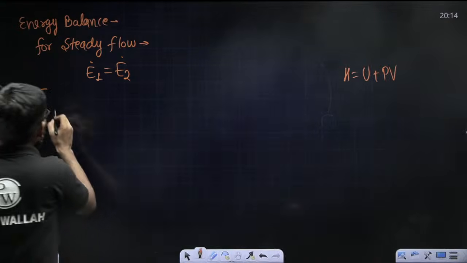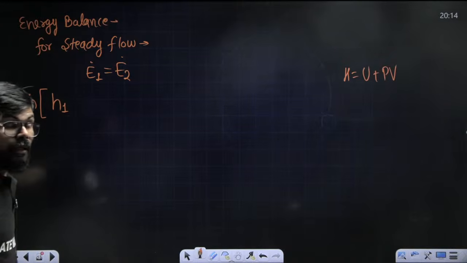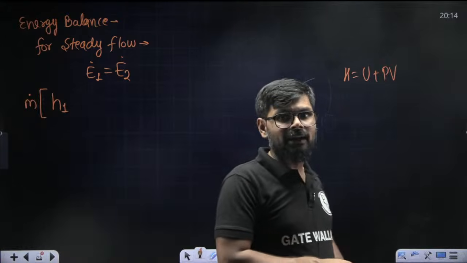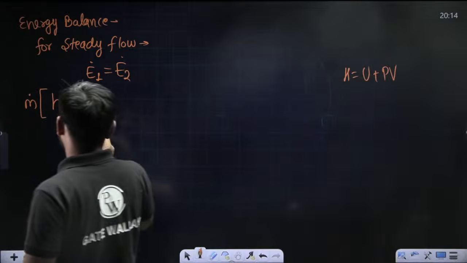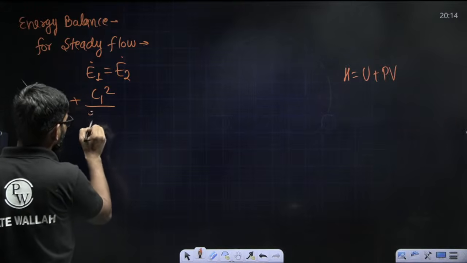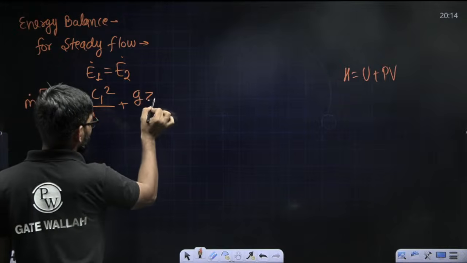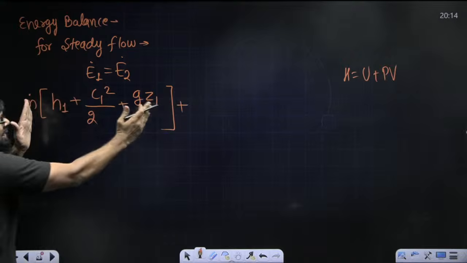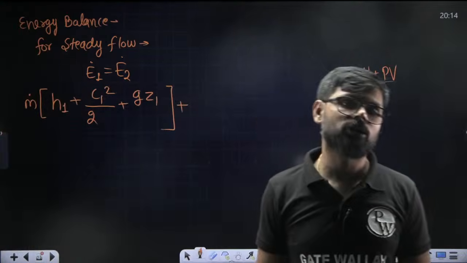So basically enthalpy is entering, means H1 is entering, plus some kinetic energy is entering, half mc square. But m is already outside, so I can write plus c1 square by 2, plus mgz. m is already outside, so gz1, right? So this much energy is entering through the fluid.